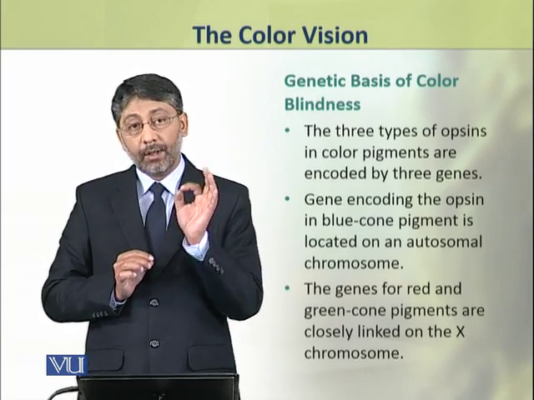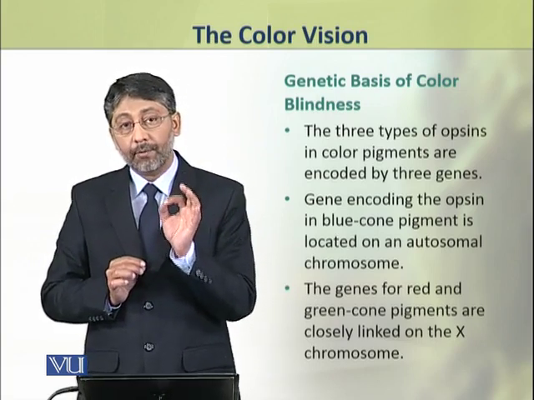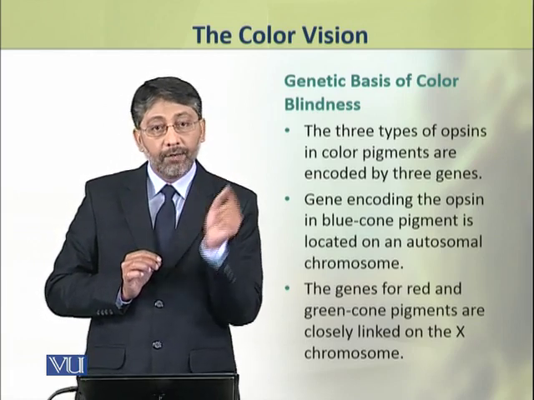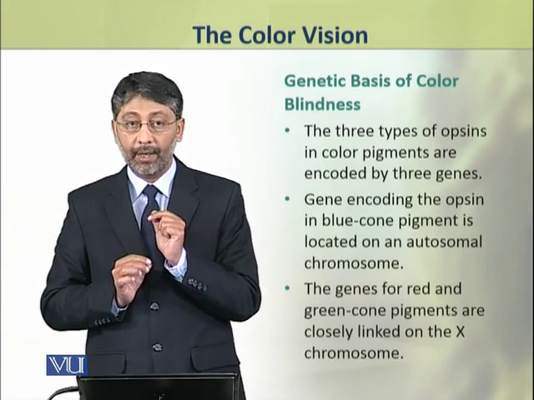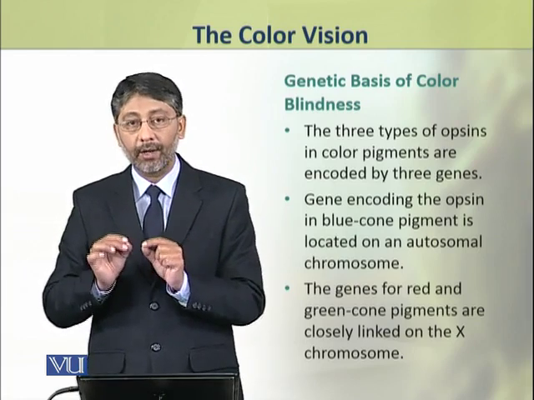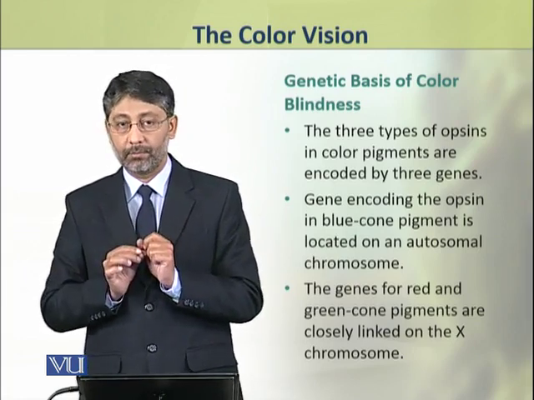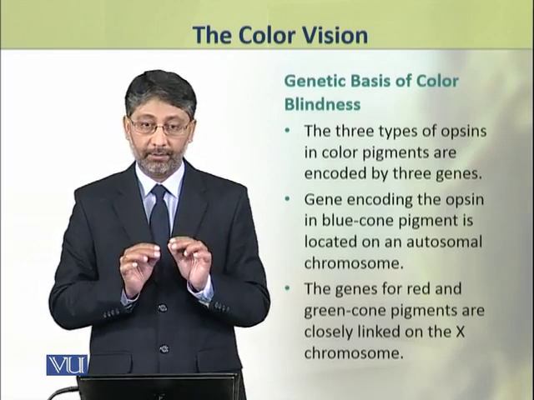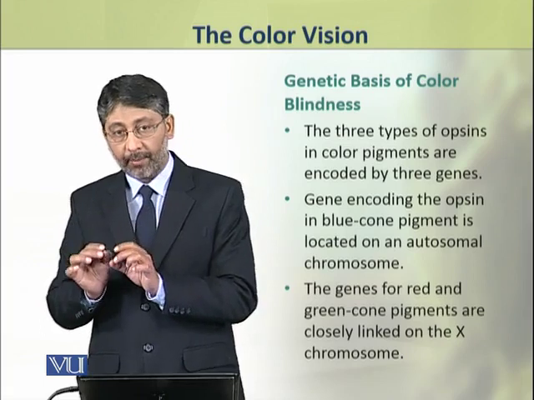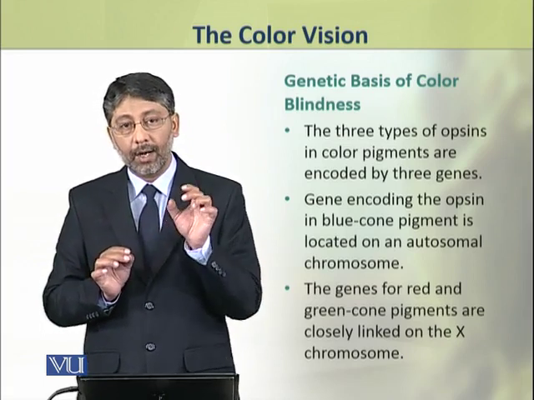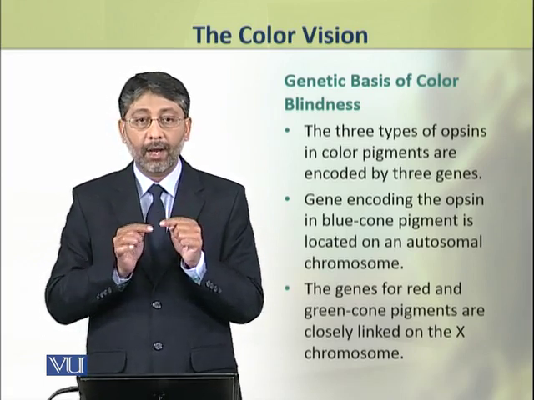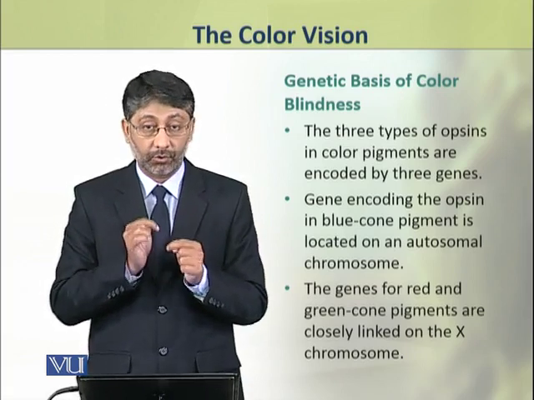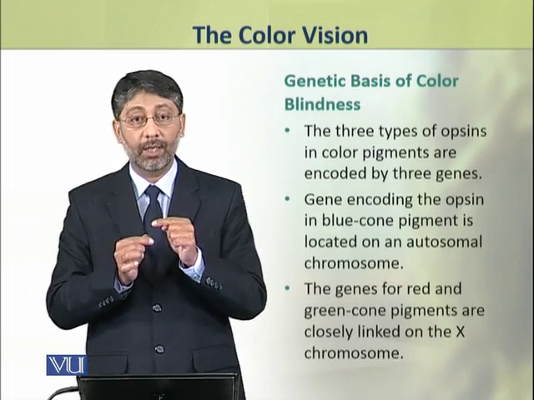The gene for the opsin involved in the formation of blue pigment is located on an autosomal chromosome. However, the genes for red and green cone pigments are located on the X chromosome and are found in close proximity on this chromosome. इनकी लोकेशन भी एक दूसरे के करीब है.